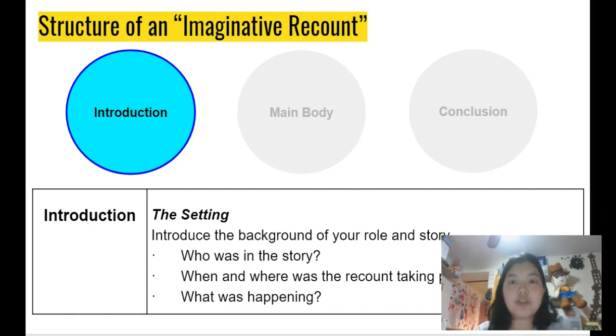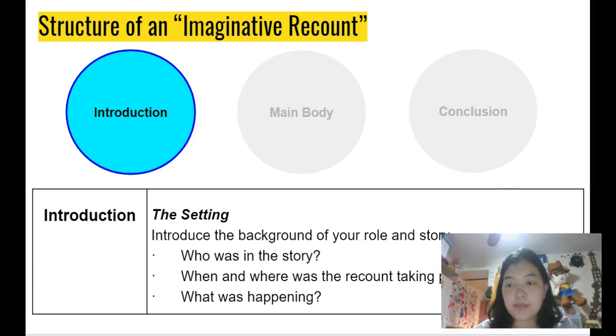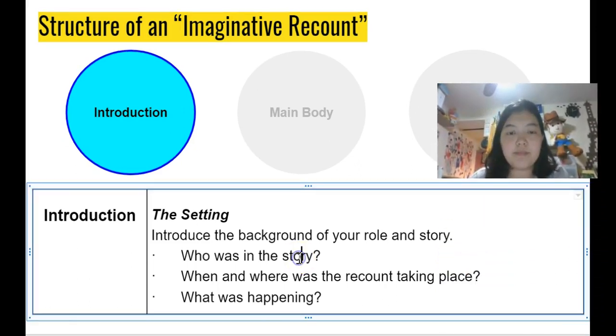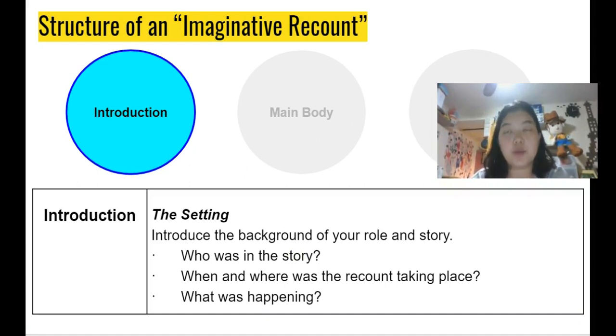And then the structure of an imaginative recount basically is like all other essays. We need an introduction, we need a main body, and we need a conclusion. So for the introduction, what you need to do is talk about the background of the story, the setting, time setting and place setting. Well, setting, we're always talking about the time and place. So, who was in the story, and who were you?